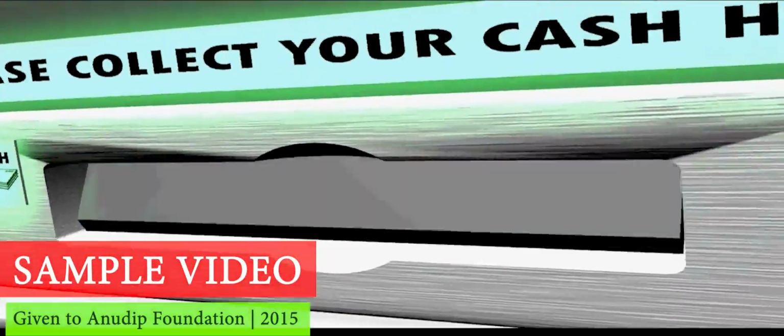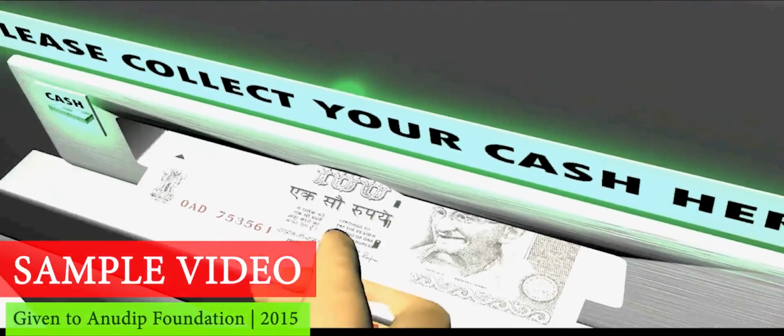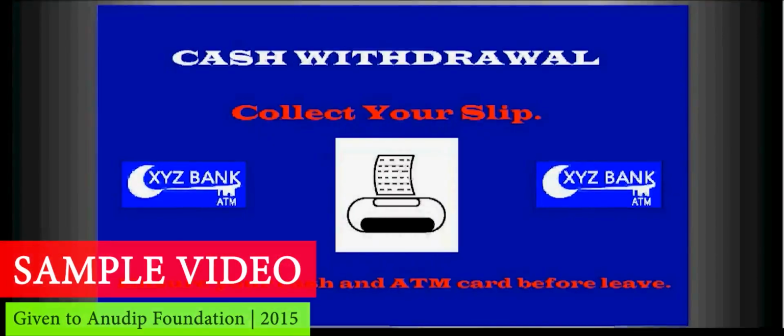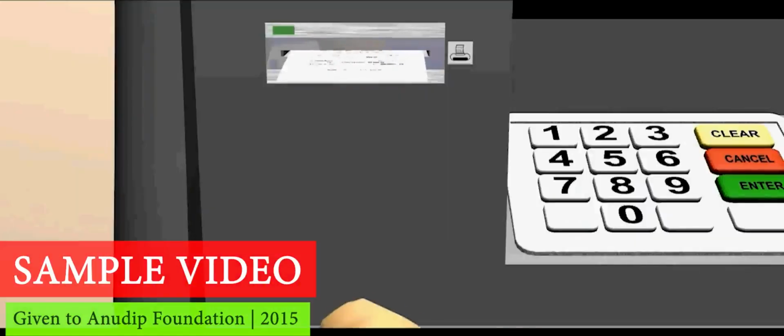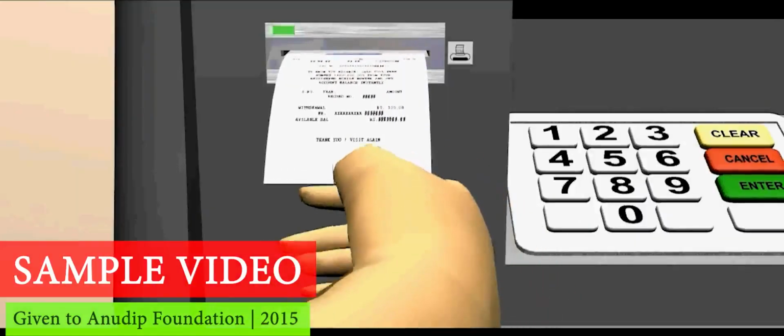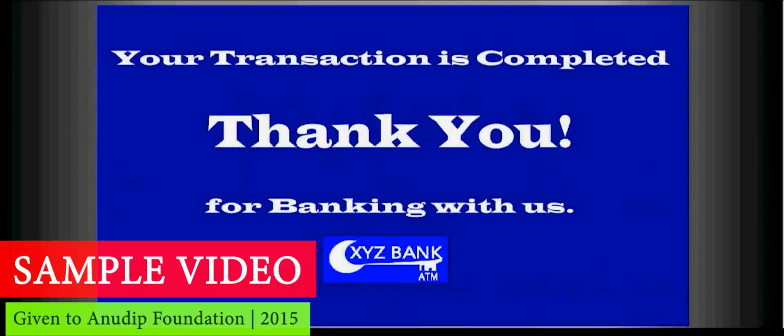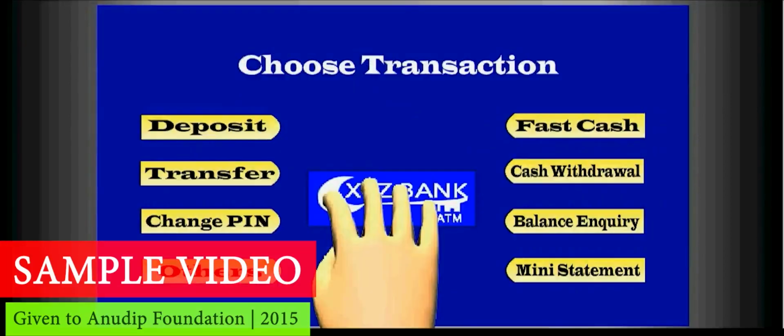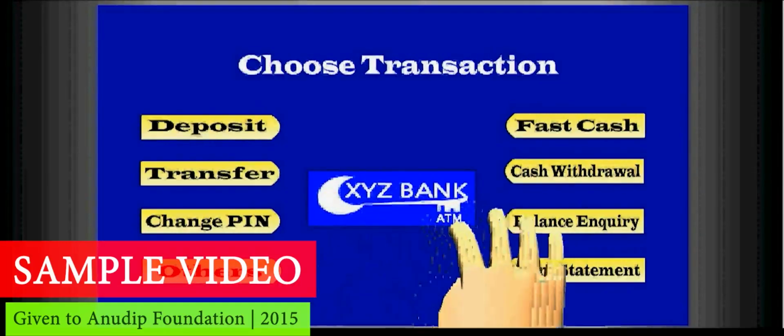After completion of the processing, a green light will blink and cash will come through the cash dispenser. Now collect your slip from the printer. Your transaction is completed. To get a mini statement, choose the mini statement button from the transaction screen.